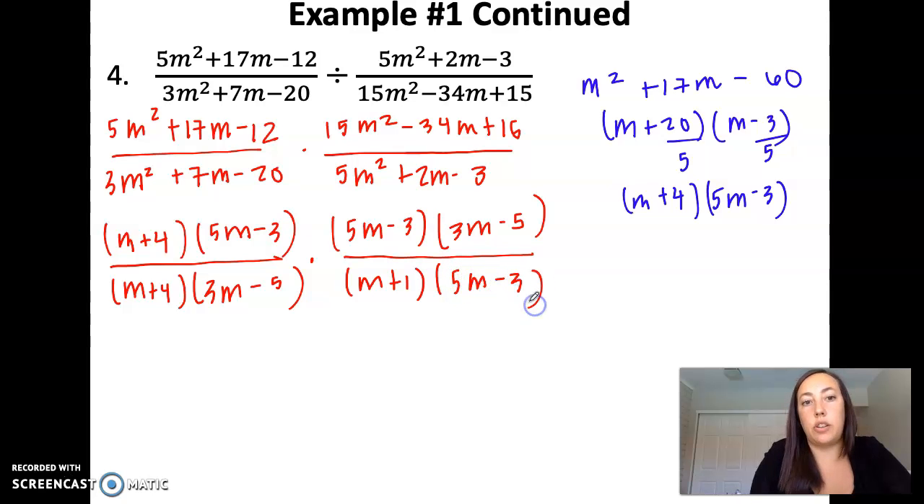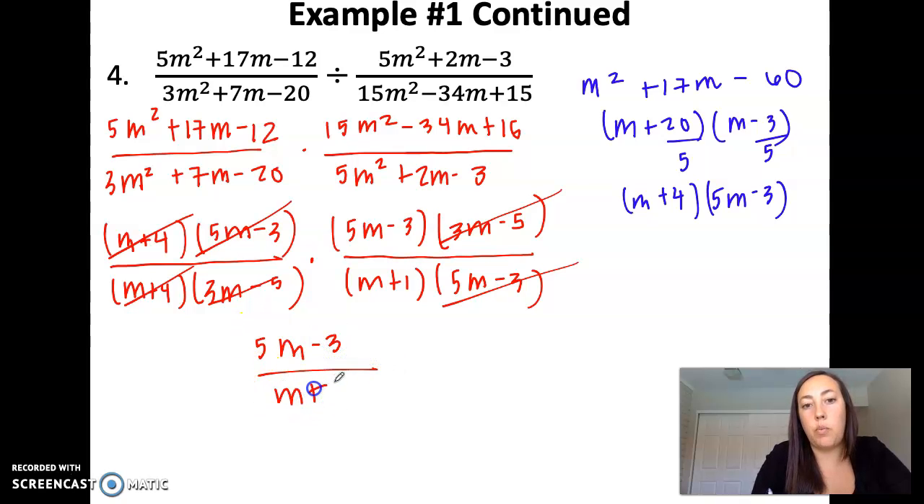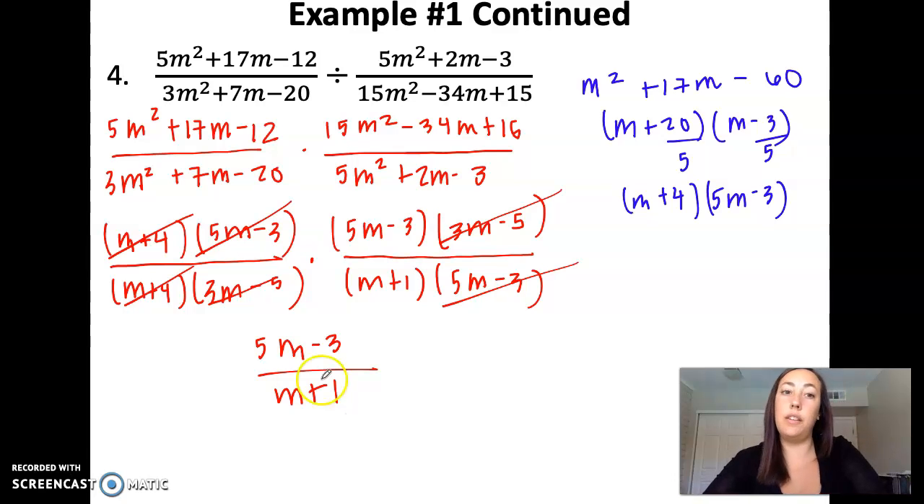Once you factor, things cancel really nicely. This 5m minus 3 cancels with this one. The 3m minus 5 cancels with this 3m minus 5. And then the m plus 4s cancel as well. So you're just left with 5m minus 3 over m plus 1. So that's dividing rational expressions. Let me know if you guys have any questions.